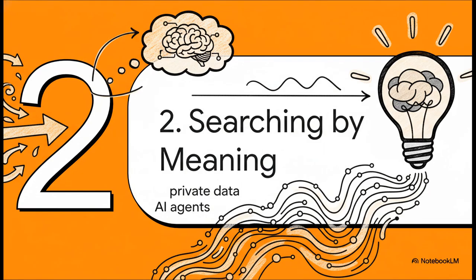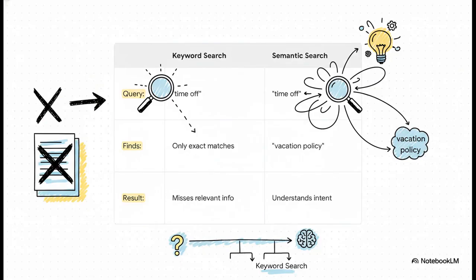So if we can't just rely on raw memory, we need a smarter way to search. And the solution is to stop searching for keywords and start searching for meaning. And this is a total game changer. Just look at the difference here. Old school keyword search versus what we call semantic search. If a TechCorp employee searches for time off, a keyword search is dumb. It might totally miss the official vacation policy document because the exact words aren't there. But semantic search, it gets it. It understands the intent and finds all the related ideas.